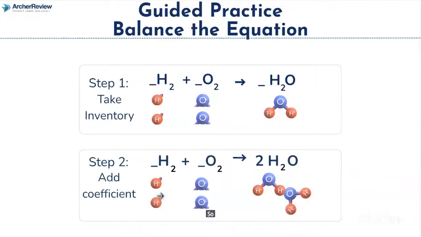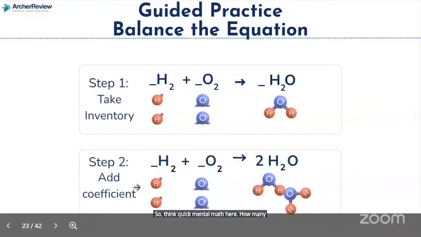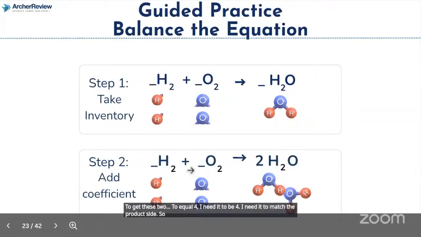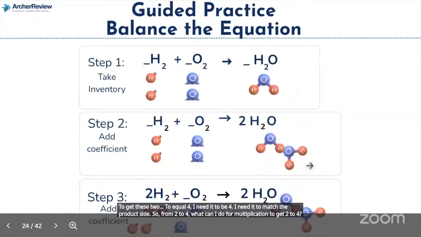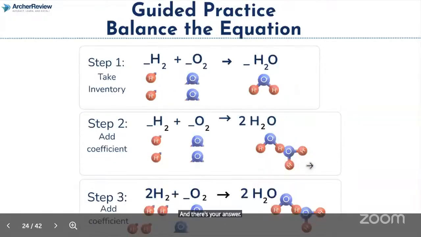So think quick mental math here. How many should I multiply this hydrogen on the reactant side by to get these 2 to equal 4? I need it to be 4. I need it to match the product side. So from 2 to 4, what can I do for multiplication? And there's your answer. Hopefully you were thinking 2 times 2 equals 4. So now we finally have a balanced equation.